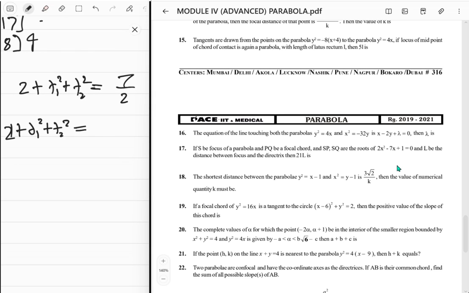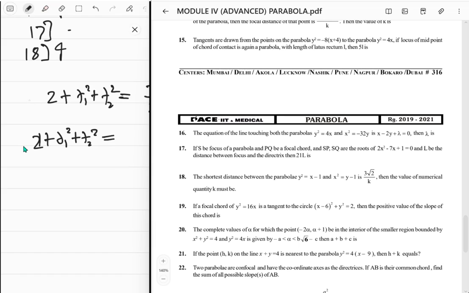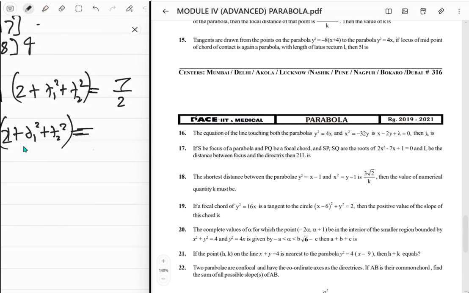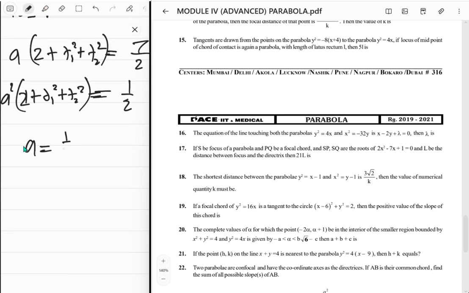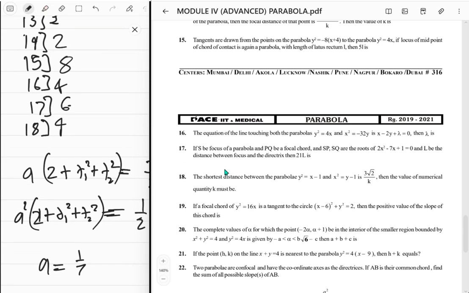Wait, how can that be? Oh, sorry. There's supposed to be a times all of that, and this must be a square times all of that. That was actually easier than expected. That is equal to 1 upon 2. Just divide these things. A is equal to 1 upon 7, I think. We want L, the distance between the focus and the directrix. That's going to be 2 upon 7. So 21L, that's 6, right? So 17th is 6. Next question.